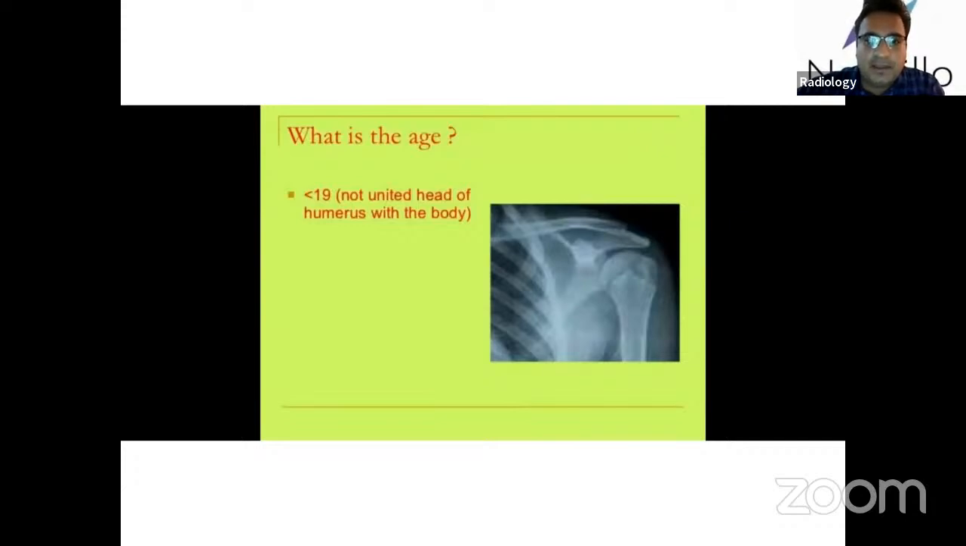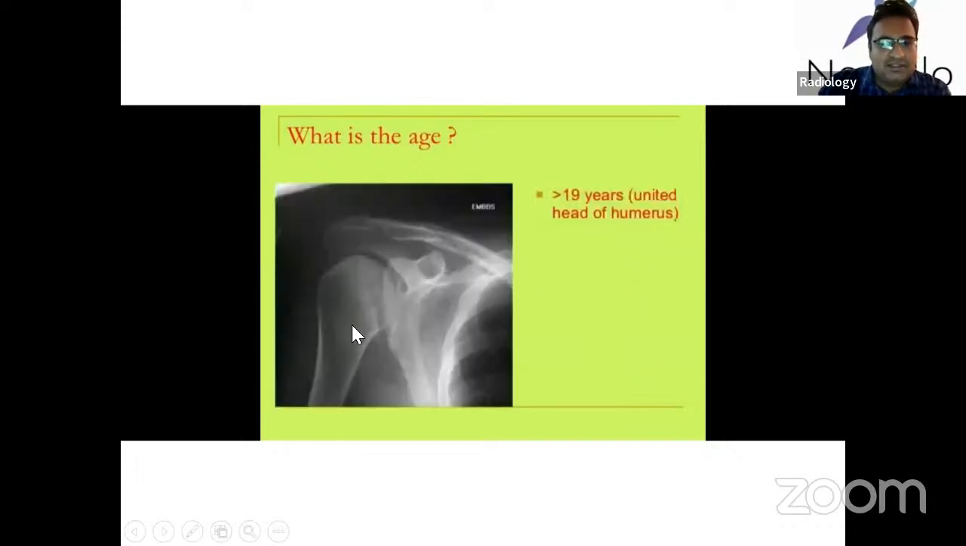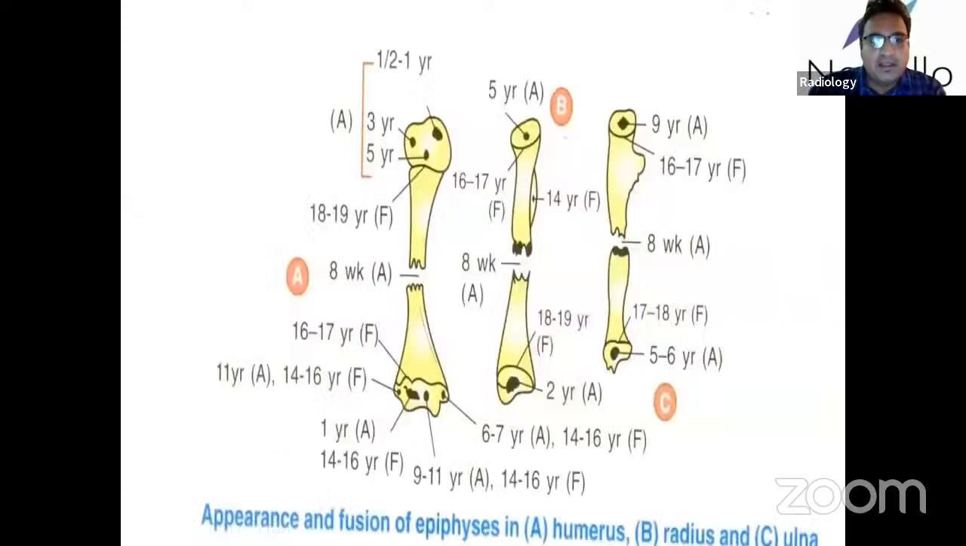Can you compare? In the first X-ray, there was no fusion at all. Have a look. This part is not fused yet, so it was less than 19 years. Now compare it with this. Now you can see that the head of humerus is fused. So with a united head of humerus, the age will be more than 19 years. Okay, students, any doubt?